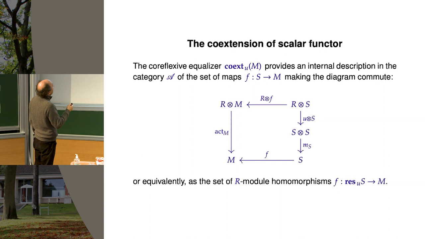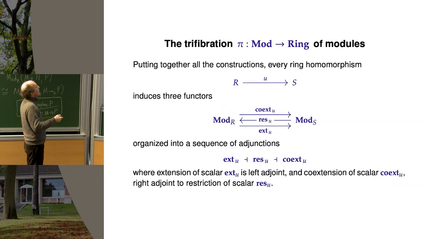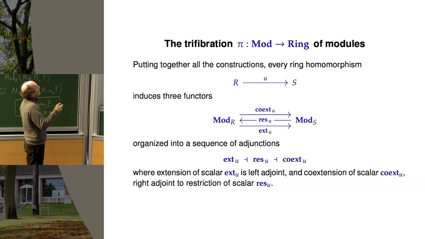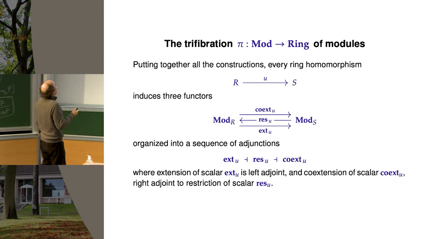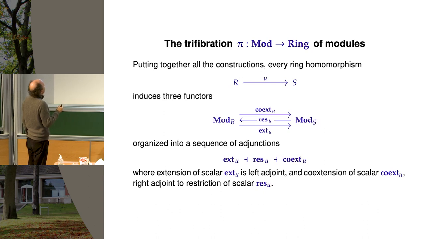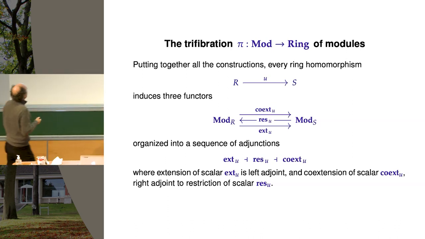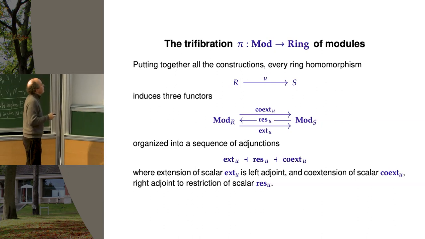But this can be seen, in fact, as the set of R-module homomorphisms from the restriction of S along U into M. So that's what this shows, in fact, that we have something that I sometimes like to call a tri-fibration, which is quite well known, but it's really important in the work I will do next, in the next 10, 15 minutes.